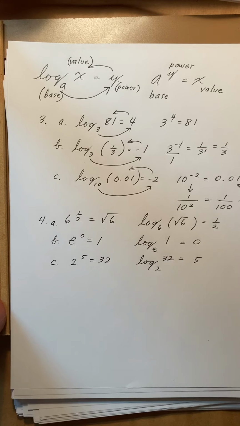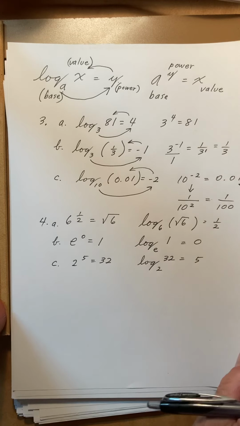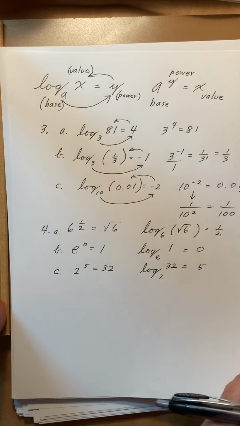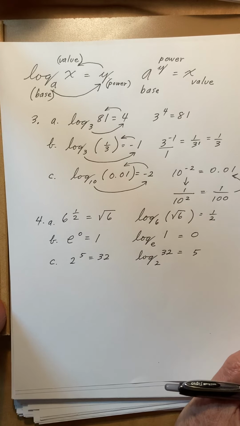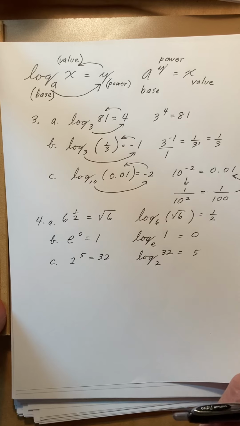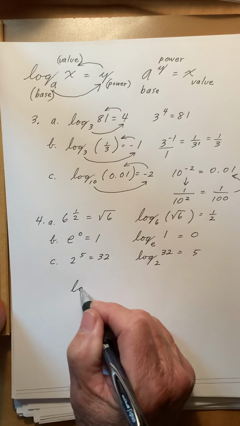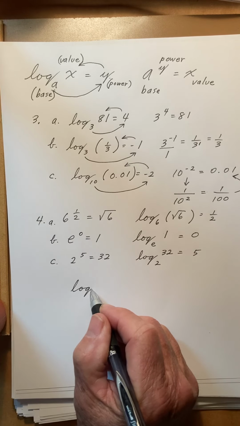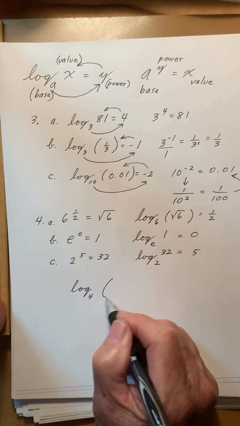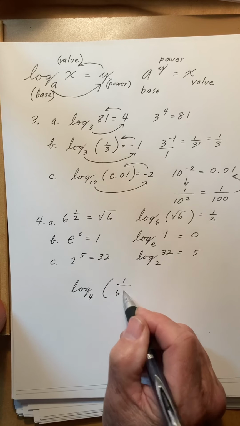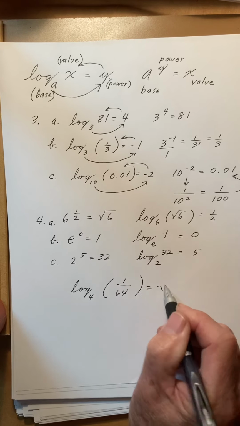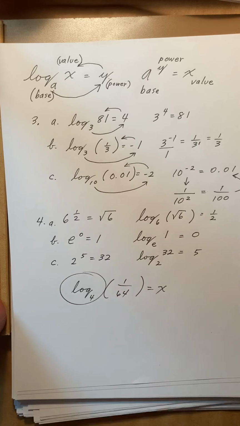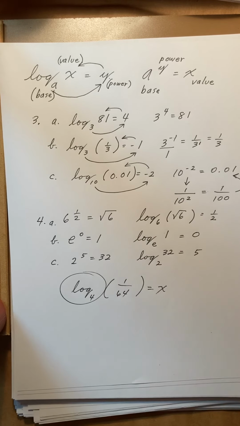All right. Under part B, it tells us that logarithmic equations are equations with a logarithm in at least one term. So an example would be log base 4 of 1 over 64 equals x. So there's a log right here, so that makes the whole equation logarithmic.